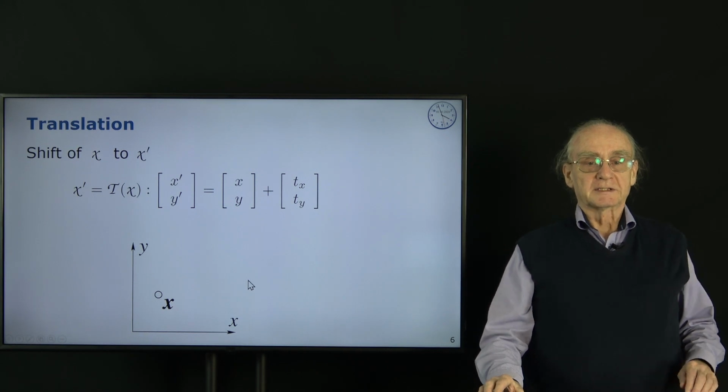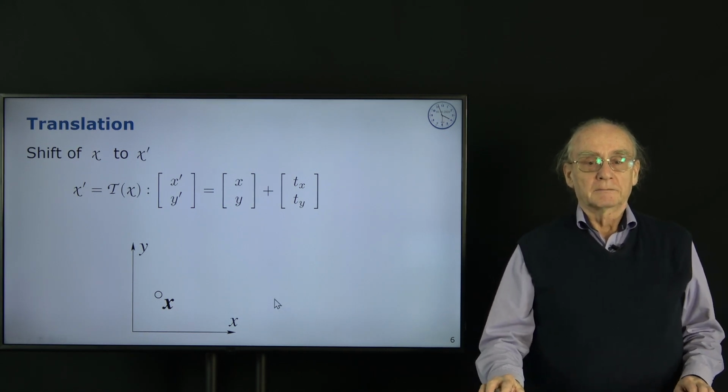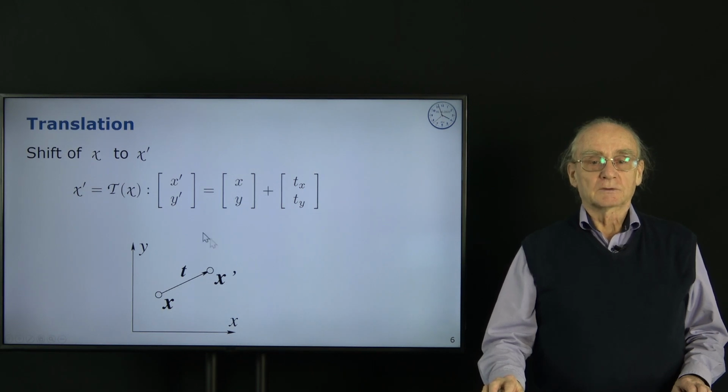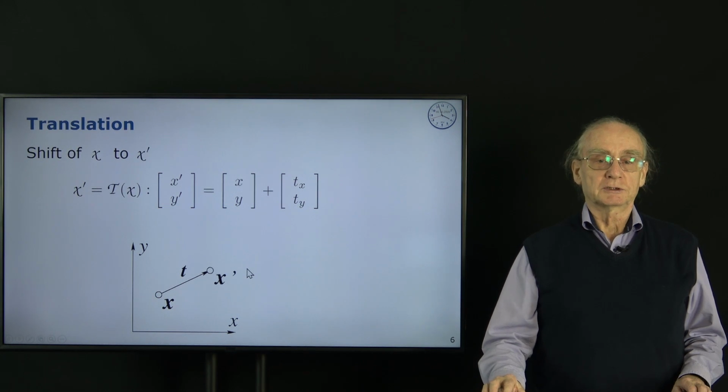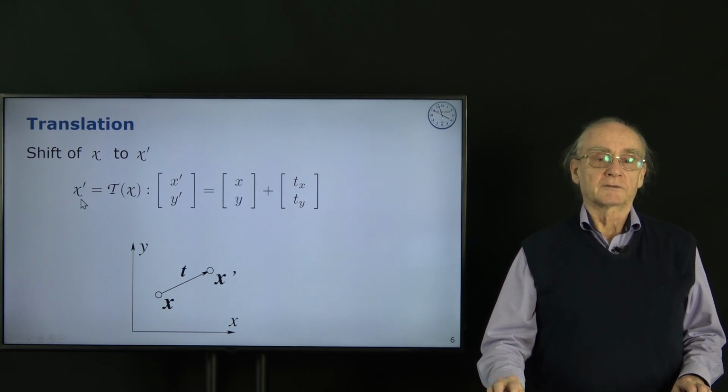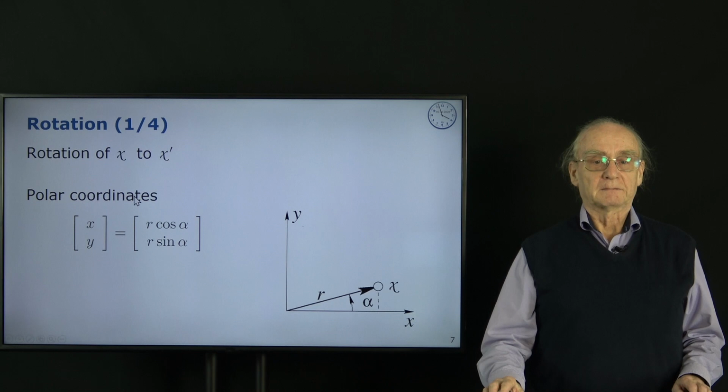Now, let's start with the translation. We have a translation of this point x to point x prime. That means the coordinates of the new point are different. That means x and x prime are two different positions. And of course, the difference is the translation elements tx and ty. You see, we can symbolically write this as x prime: the new point is the translated old point.